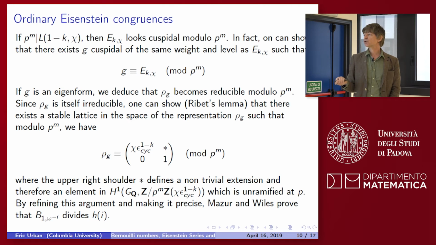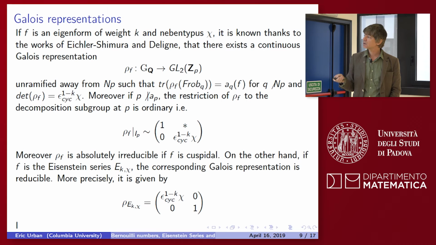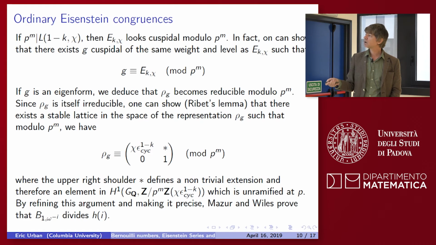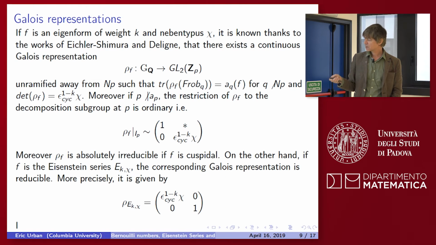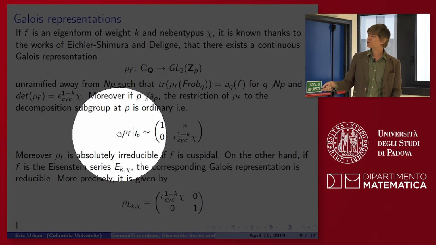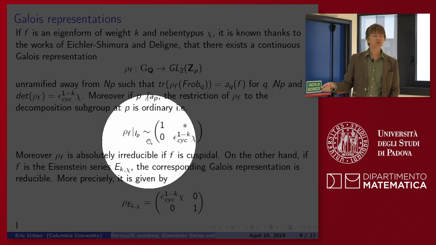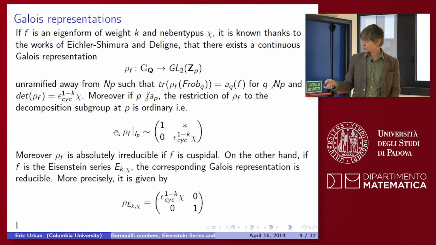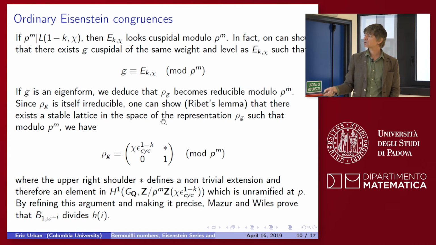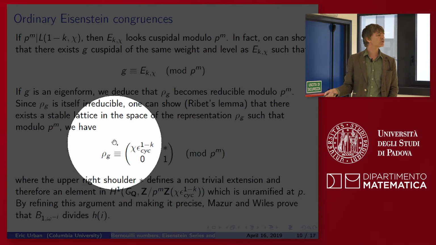So you can show that it's unramified away from the level, away from N. And you can show also this is unramified at p. And the reason is because of the shape of the restriction to the inertia here. You see that the extension here is reversed compared to this here. So it's why this star has to be 0 when you restrict to inertia.